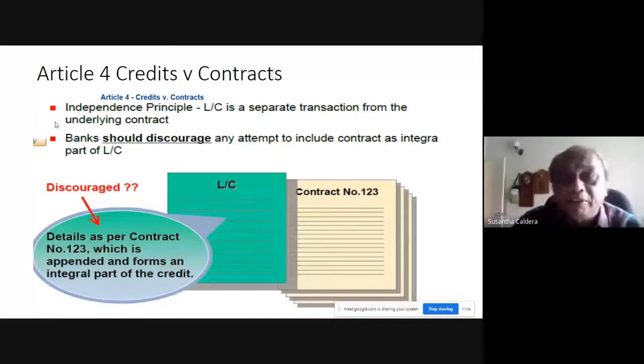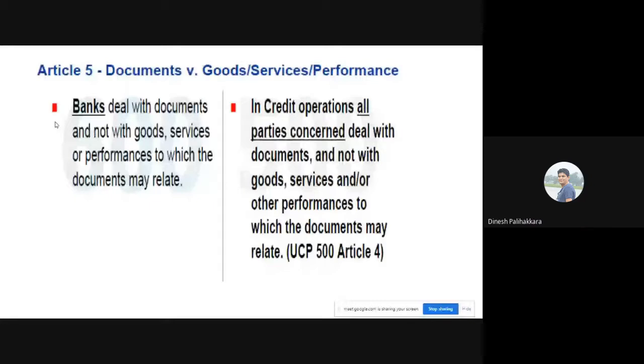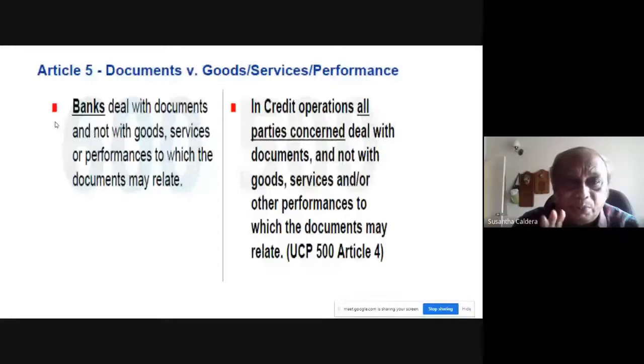Article 5. Documents versus goods, services, and performance. The banks deal with documents and not with goods, or services or performance to which the documents may relate. In credit operations, all parties concerned deal with the documents and not with the goods, services, or other performances to which the documents may relate.